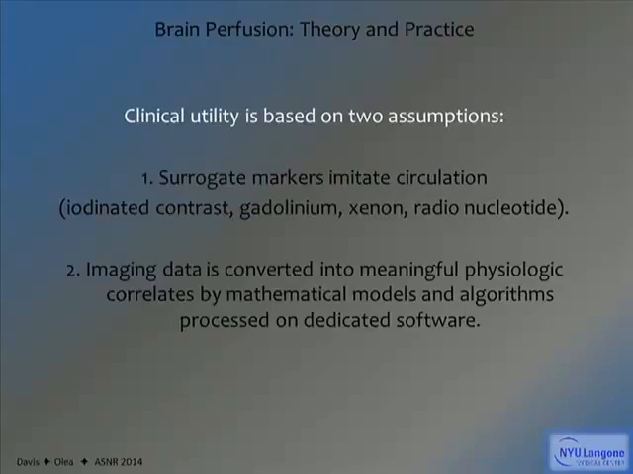The first is that surrogate markers like iodinated contrast and gadolinium imitate circulation. And that is a fairly safe assumption to make. The second assumption, that imaging data is converted into meaningful physiologic correlates by models and algorithms processed on dedicated software, is not a safe assumption to make.